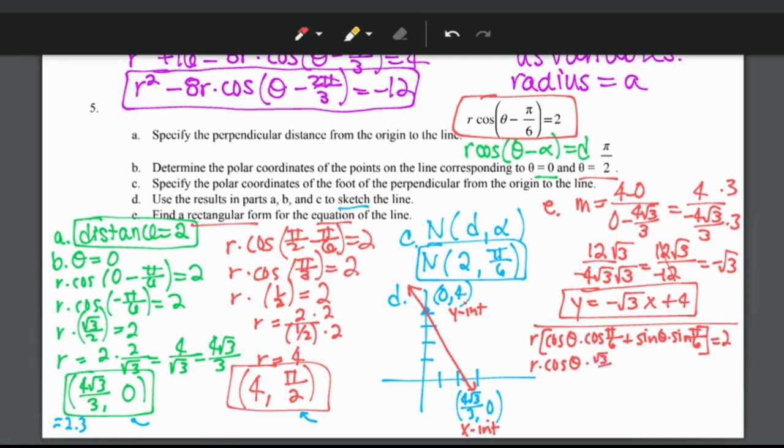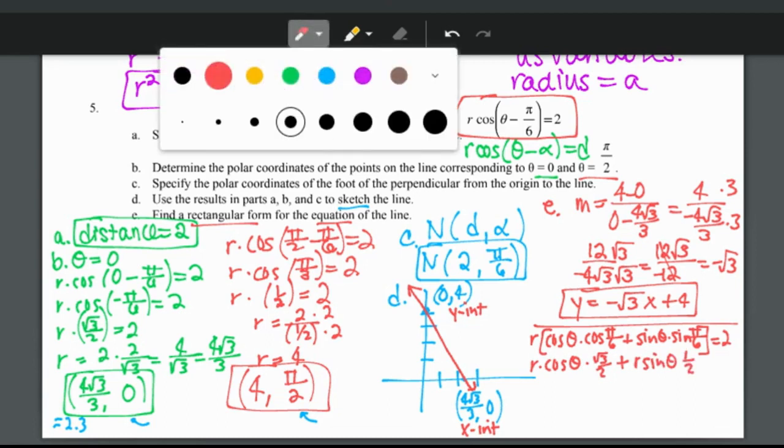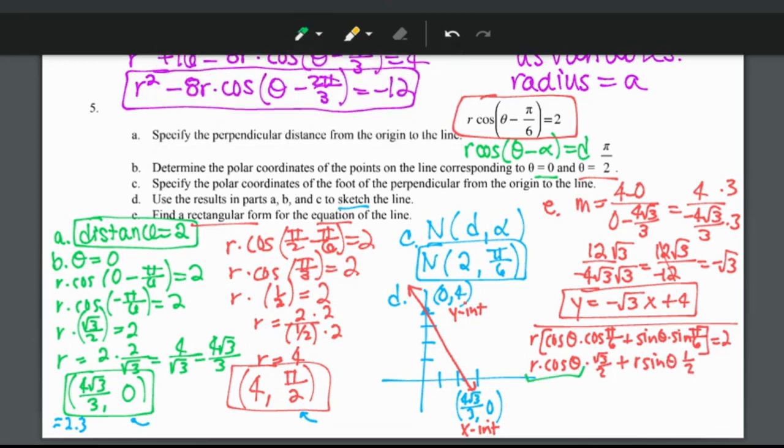And if I distribute my r, then I've got an r cosine, and cosine of pi over 6 is square root of 3 over 2. And I've got an r sine, and sine of pi over 6 is 1/2. So we can substitute in for r cosine, that is x, and r sine, that's y. So I can change this to be root 3 over 2 x plus 1/2 y is equal to 2. And if I want to, I could leave it like that, because that would be in rectangular form, or I could solve for y and I would get the exact same equation that I got up here.